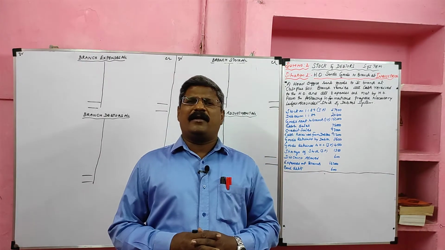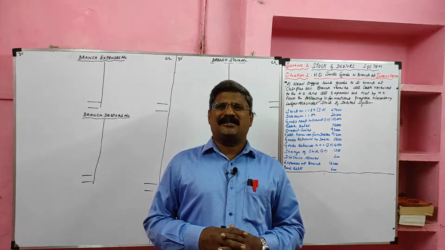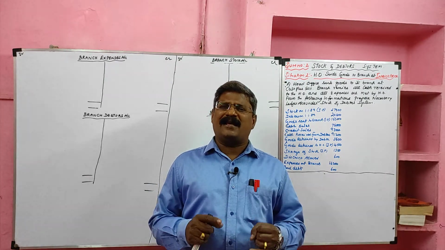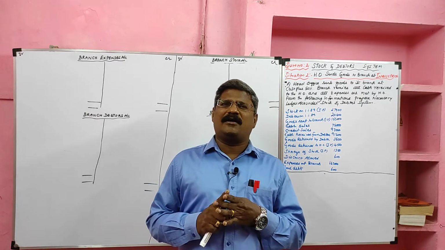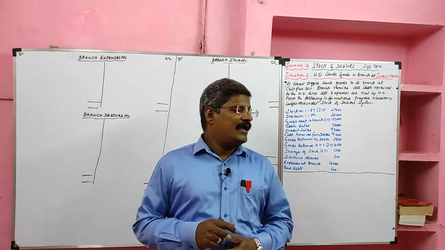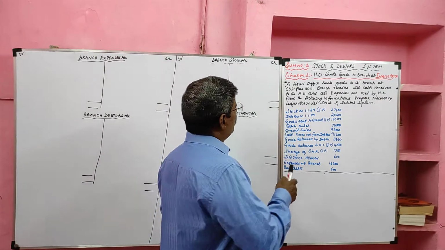Here, we have to prepare one new ledger account called the branch adjustment account. So we have to prepare the branch expenses account, branch debtor account, branch stock account, branch adjustment account and branch profit and loss account. Yes, look at the problem.